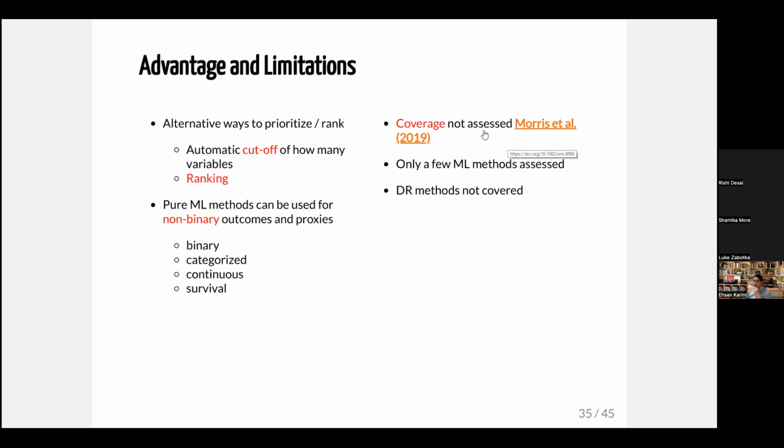But there are some limitations of the work that I have done. There was no coverage that was assessed in that paper, and that is something that could be done in the future. And we have only considered a few machine learning algorithms that are popular. There are many machine learning methods that can be helpful in variable selection, and those could be used as well. We did not also use the double robust methods in our analysis, right?